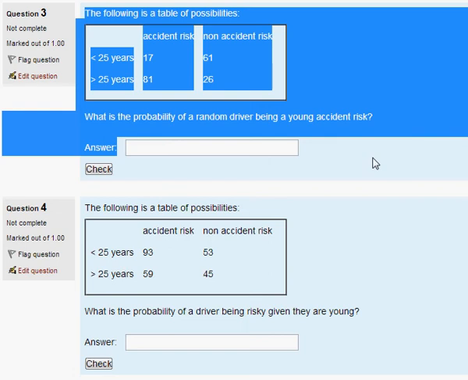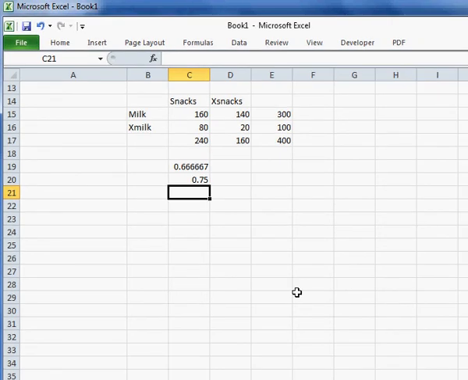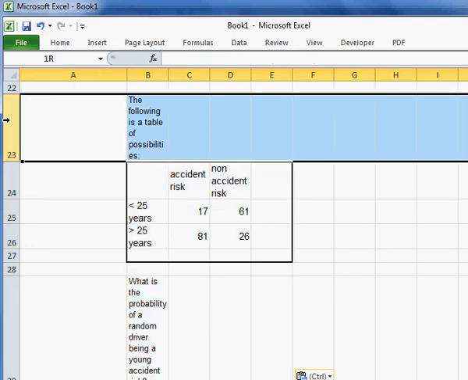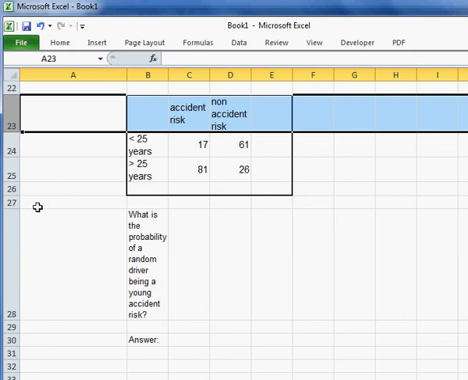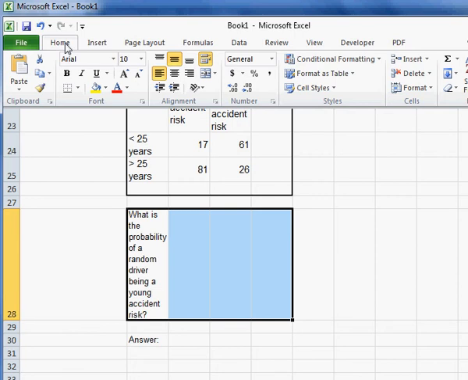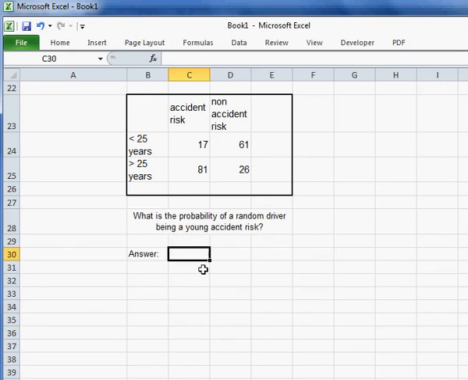So this is an example of part of a contingency table. It's not all of it. So I'm going to copy this and paste it over into our Excel here. Now notice, we've got a question here. What is the probability of a random driver being a young accident risk? So to complete this table, we need to come up with the column and row sums. So I'm going to add those together.